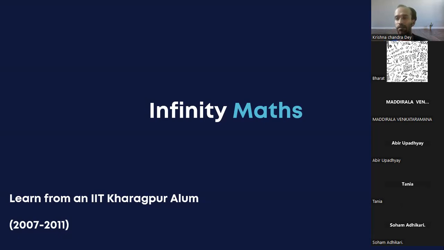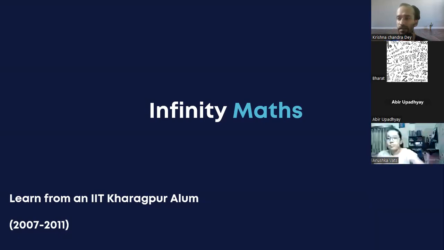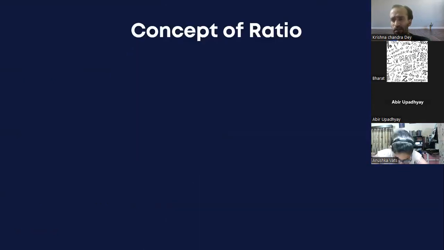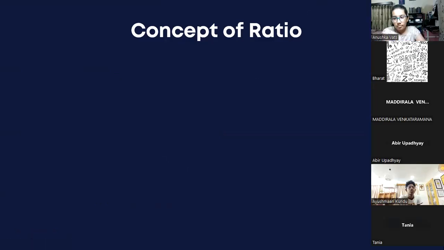So let's start. We will be starting comparing quantities. I will be going very fast through ratios and all those basics. You all know it, but still I'll go through it because I have clubbed multiple things together, like ratios and percentages, everything together. So ratios and percentages, I will finish right away today, and profit and loss, I will do tomorrow.